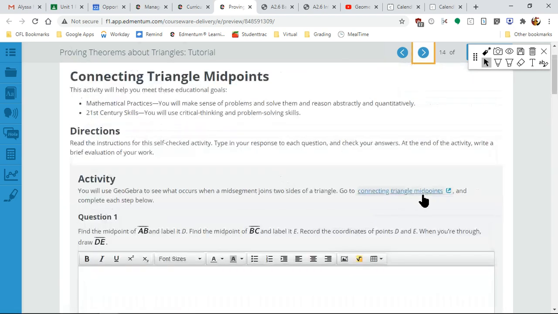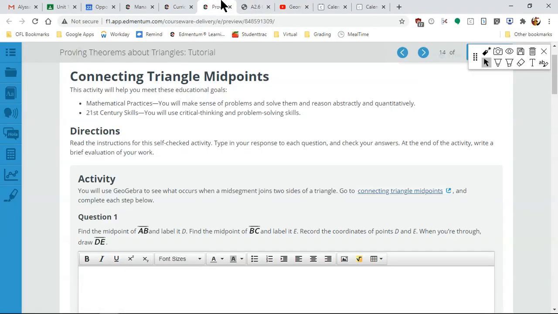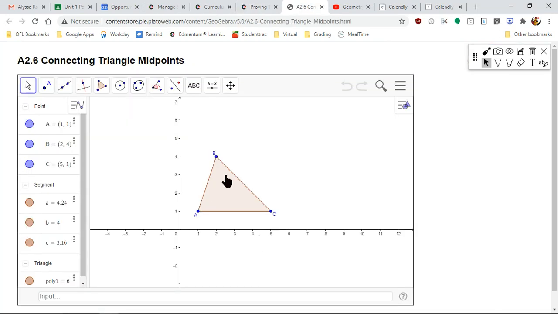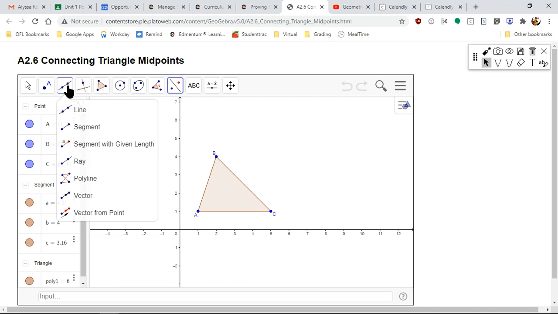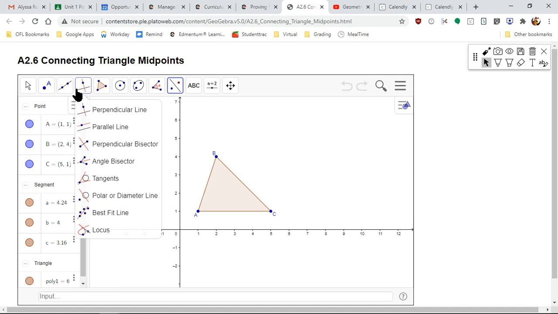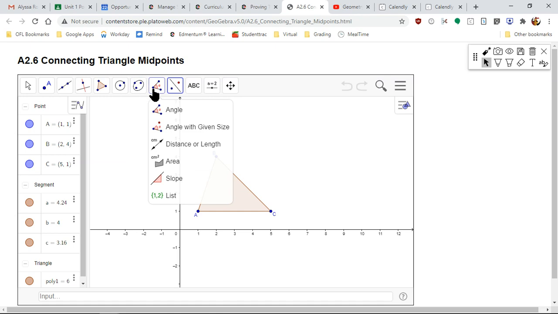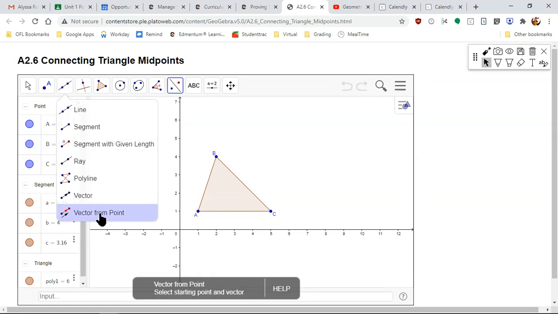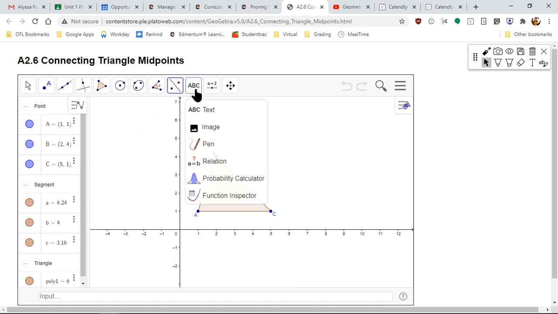All right. So let's get into this. Let me close some of these GeoGebras out. The midpoint of AB, label it D. So we're going to find the midpoint. We can find the midpoint by using, I believe it's this one. No, it's one of these gives us the midpoint. I could have sworn there was a tool that gives us midpoint. I could do a bisector, and that's like a super roundabout way of doing the midpoint, but I know there's a way to do the midpoint. I just haven't done it in a while.